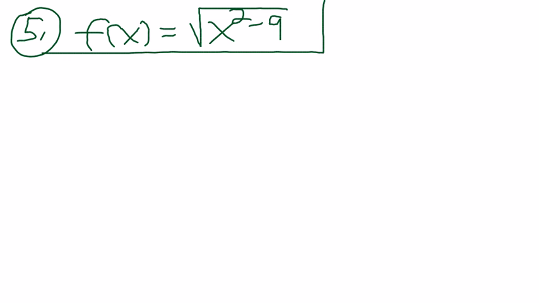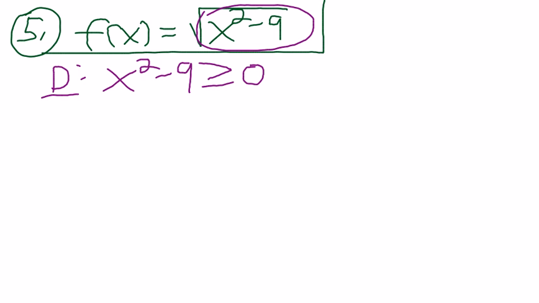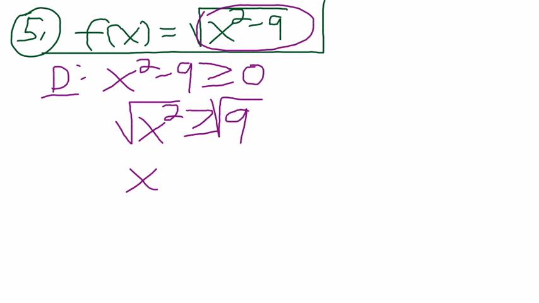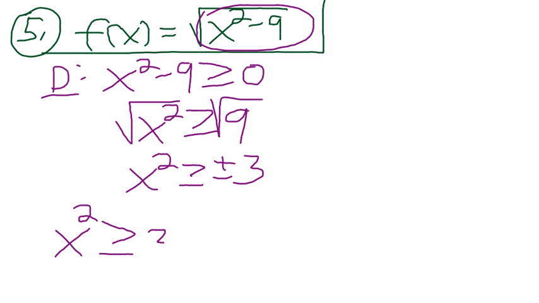When we do this one right here, again, that whole quantity, x squared minus 9, has got to be greater than or equal to 0. I have x squared minus 9 greater than or equal to 0. Can't take the square root of negative numbers. I add 9 to each side. I have x squared greater than or equal to 9. I take the square root of each side. I'm going to get plus or minus 3. Now again, for the plus 3, I'm going to keep the same inequality symbol, so it's x is greater than or equal to 3.